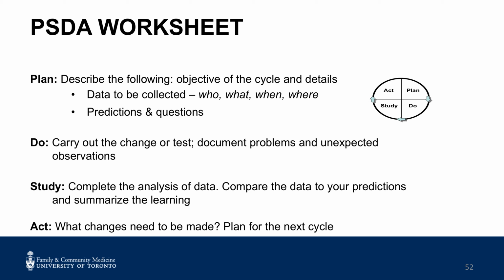After studying the results of the test of change, the final step is to act on the rapid cycle test. Decide what to do next. Test again with minor adjustments. Test under a different condition. Stop the test or implement the change.